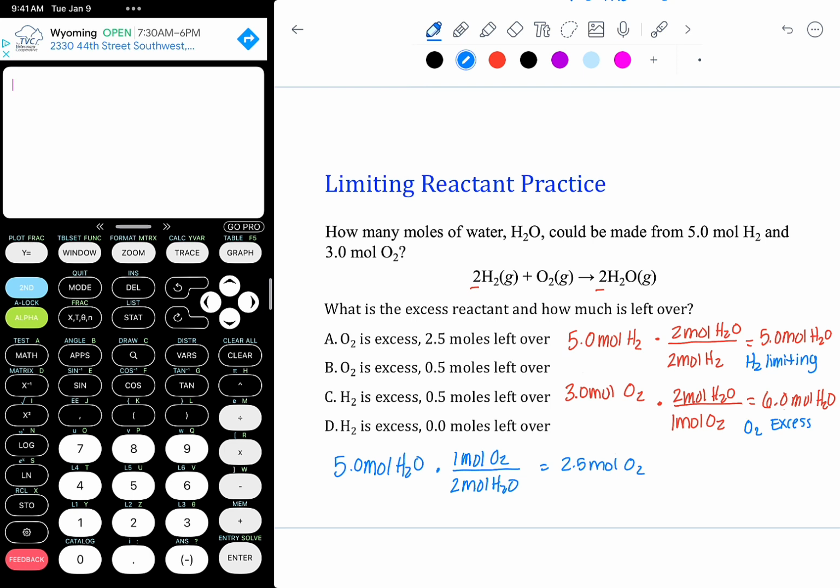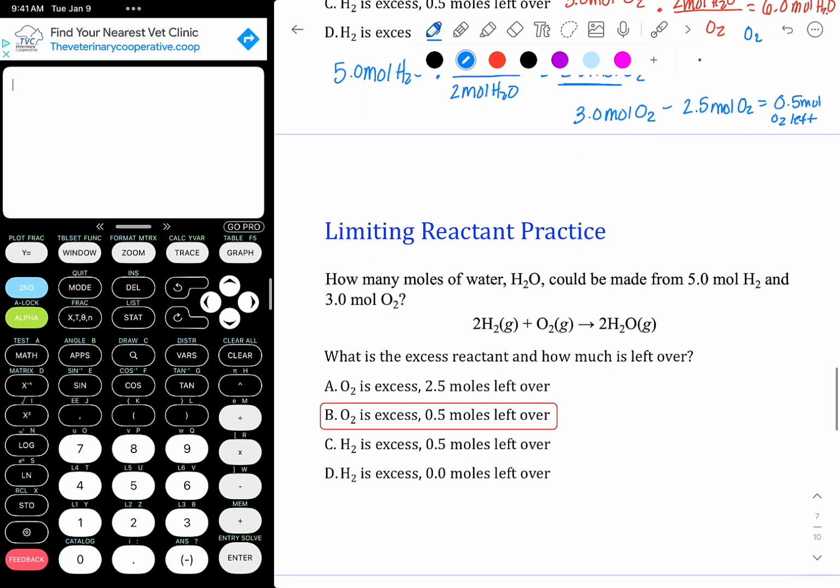After water got to 5.0 moles, the reaction stopped because there was no more hydrogen left. There was, however, oxygen left over. So we started with 3 moles of oxygen. I used up 2.5 moles of oxygen in this reaction. That's what our previous answer told us. So I have 0.5 moles of oxygen left over. So our answer here would be B, which is what we have there.